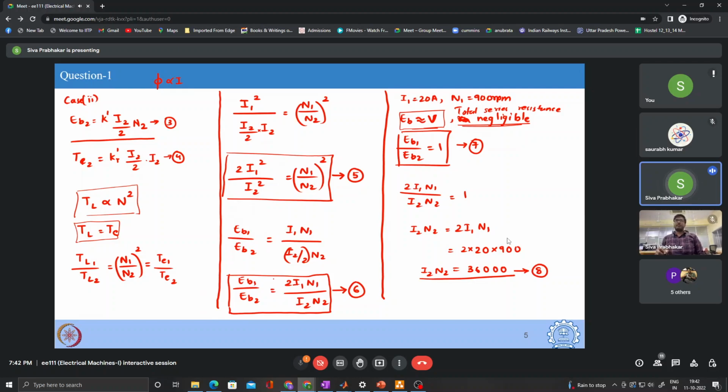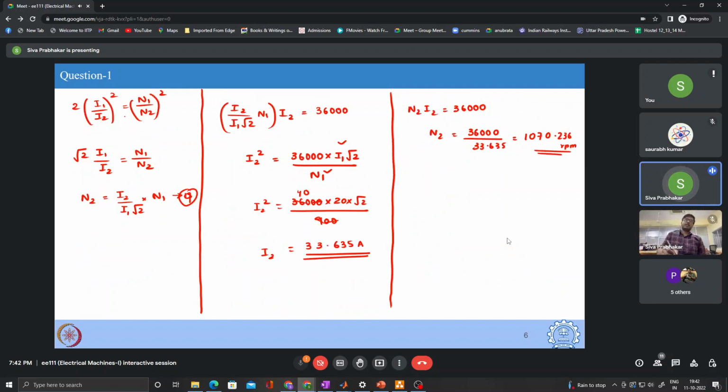So this equation reduces to an AC expression, that is, the EB1 by EB2 relation will be 1. So we will get a relationship between I1, I2 and N1 and N2. Just substituting this, we will get a relationship between I2 and N2. These are the two unknowns.